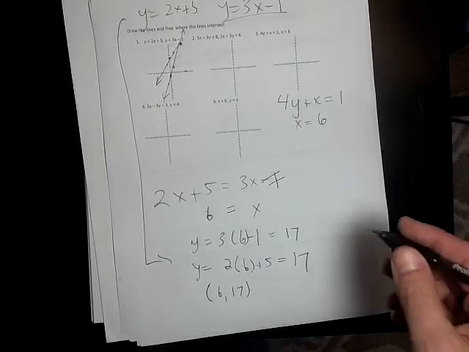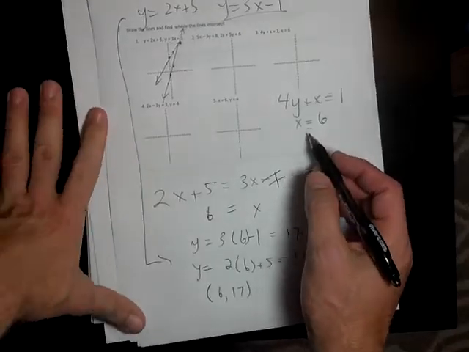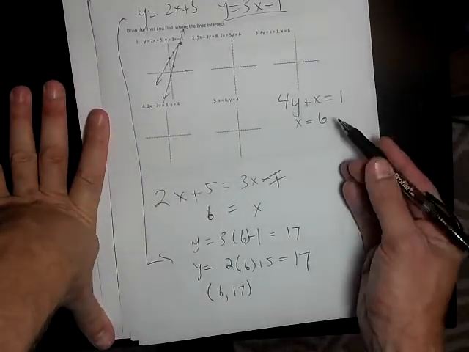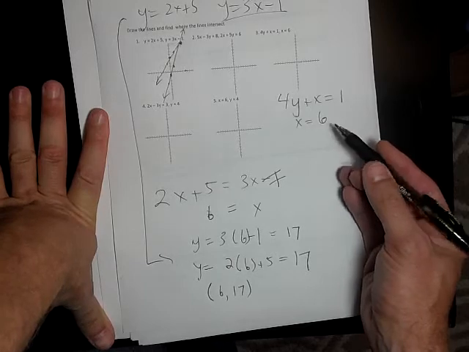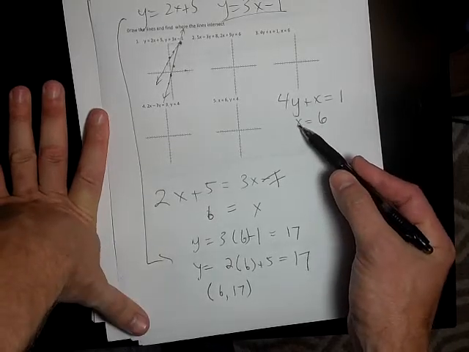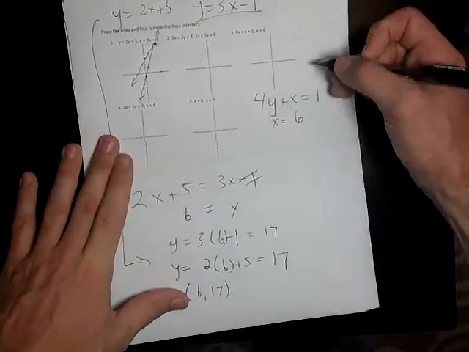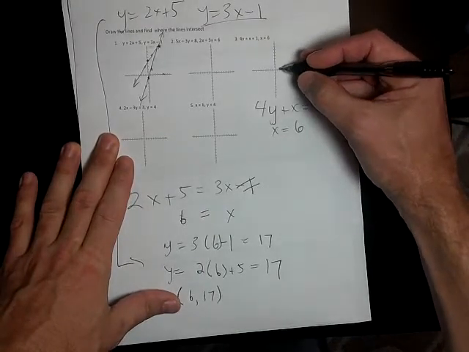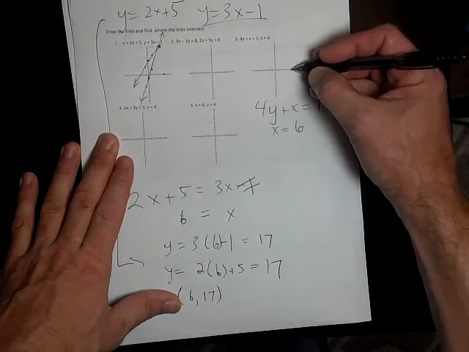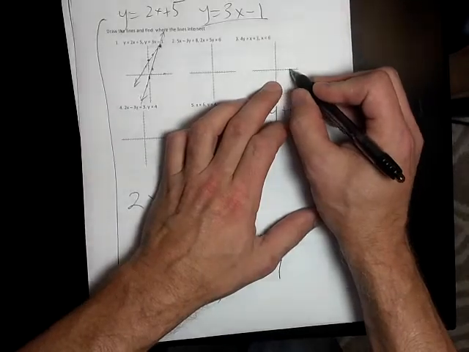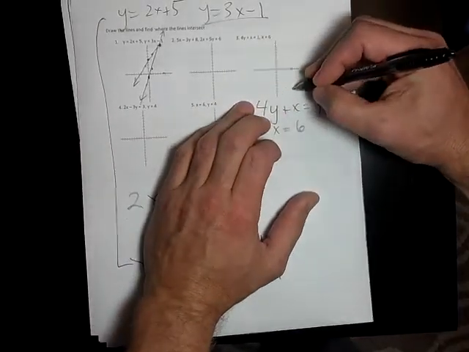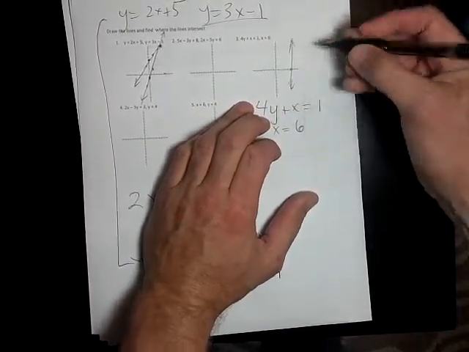Okay, so the answer to this one is actually quite easy because we're already told that x equals 6. X equals 6 is a vertical line, 1, 2, 3, 4, 5, 6, 1, 2, 3, 4, 5, 6 right there. It's a vertical line that looks like that.